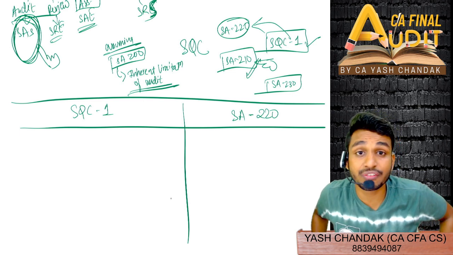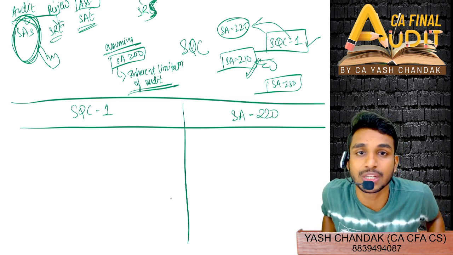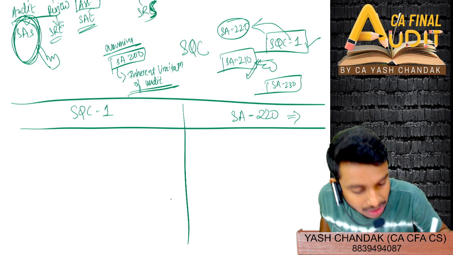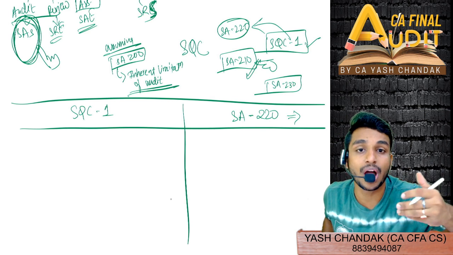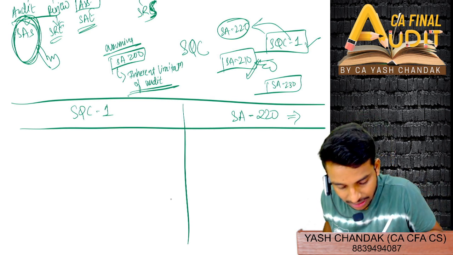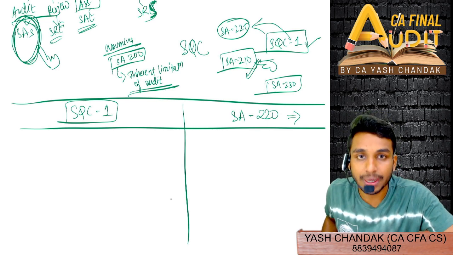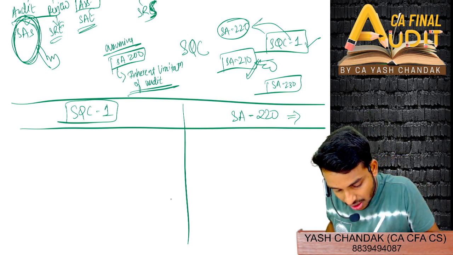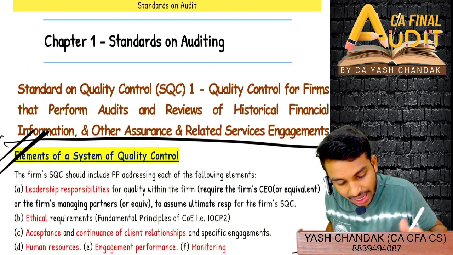It is not very clear from the question whether the question is from SQC 1 or from SA 220, because this SA 220 also deals with quality control standards only. This also deals with what should be, how should be your quality of audit. Similarly, SQC 1 is also with respect to quality control standards.